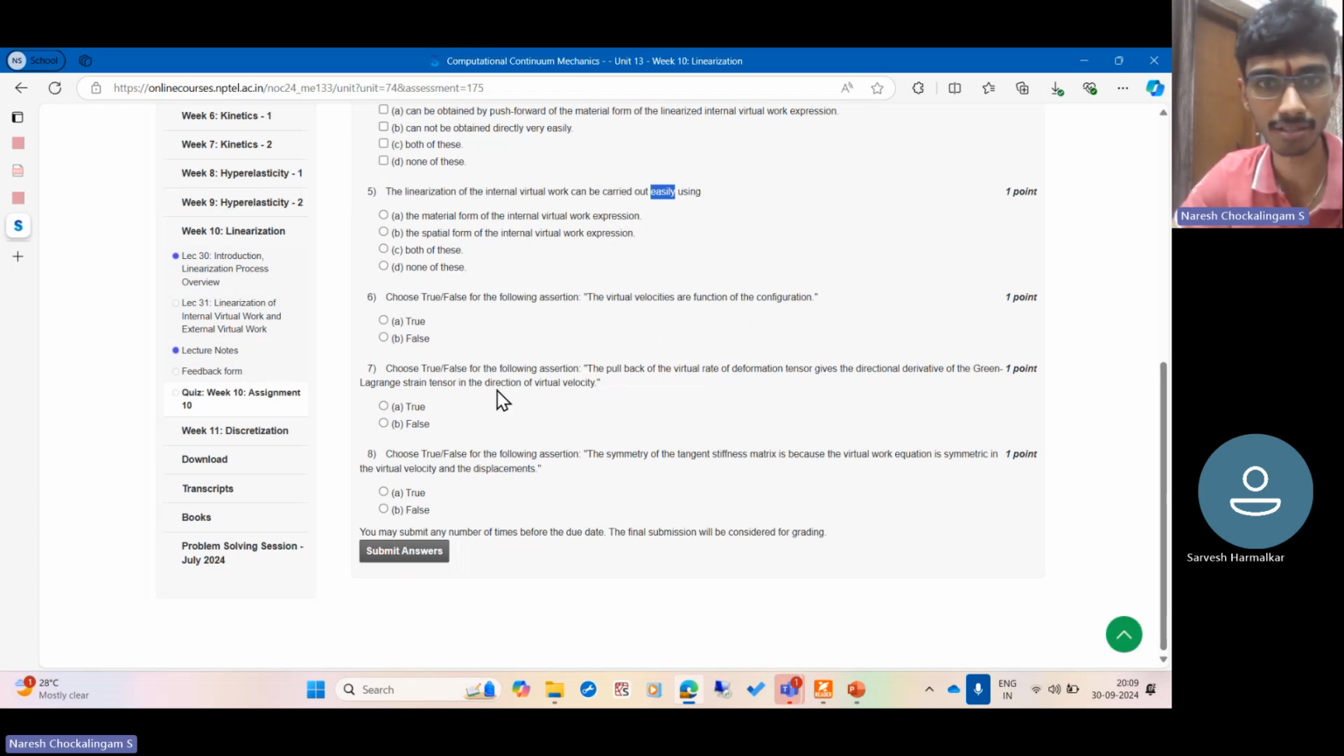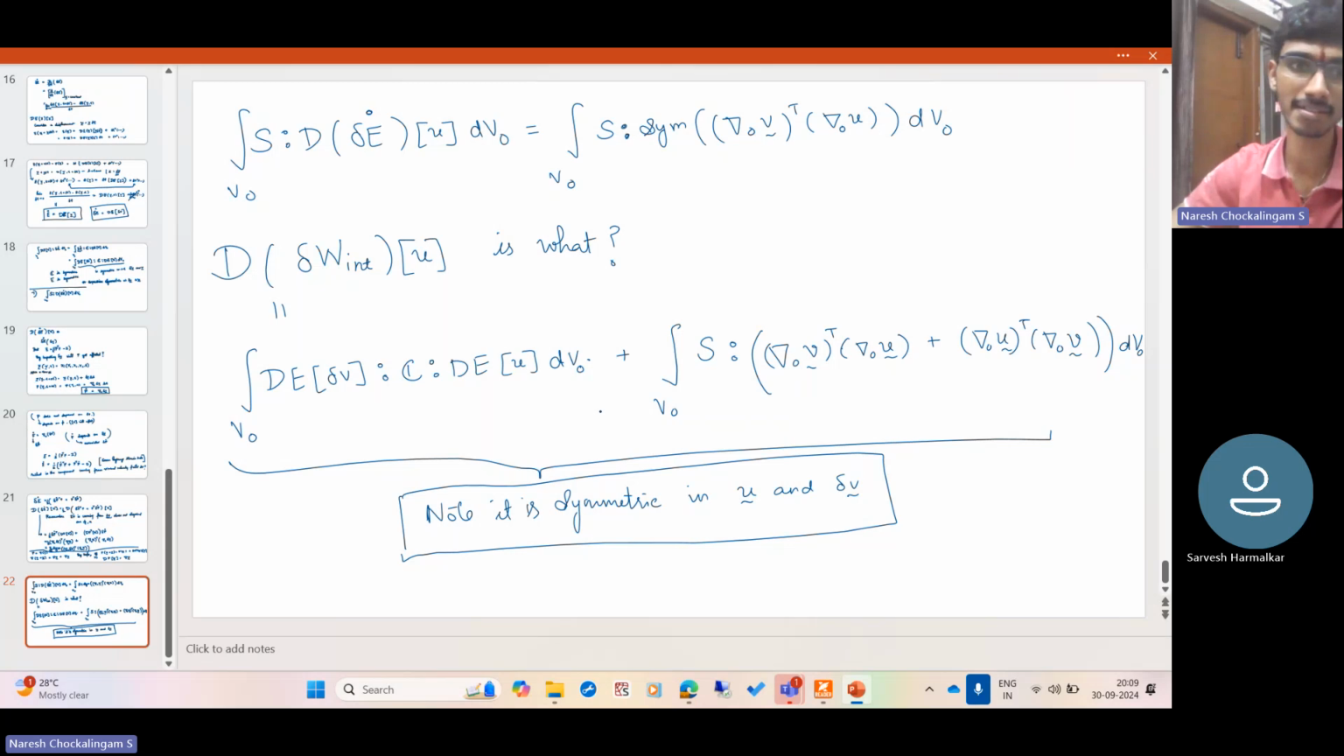Then true or false: the virtual velocities are a function of the configuration. Of course, you know the answer. I've repeated it multiple times in the session. The pullback of the virtual rate of deformation tensor gives the directional derivative of the Green-Lagrange strain tensor in the direction of the virtual velocity. This has to be looked at. And the last one: the symmetry of the tangent stiffness matrix is because the virtual work equation is symmetric in the virtual velocity and displacement. The virtual internal work is symmetric in both. Tangent stiffness is whatever is multiplying u, and you see that is actually symmetric.